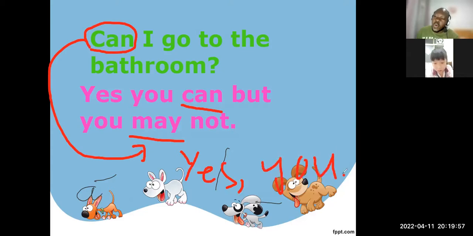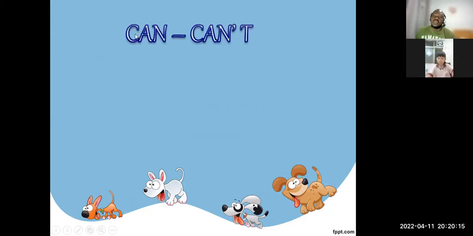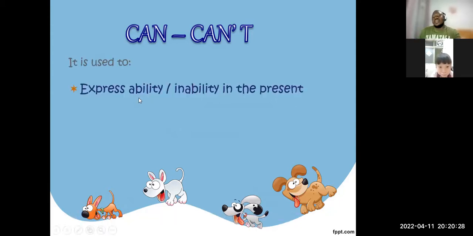So now let's look at where we can use can and where we can use may. That is what we want to focus on in this lesson, right? So let's have the first part, where we use can or can't, right? All right. So where do we use this one? It is used to express ability or inability in the present, right?